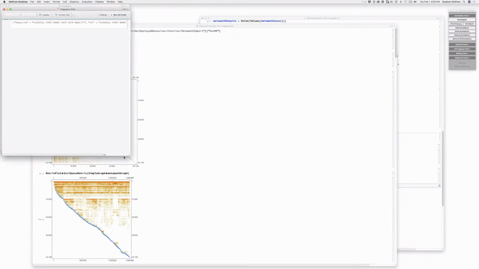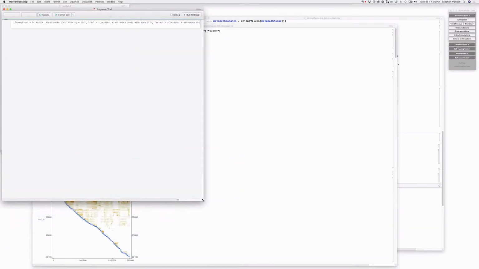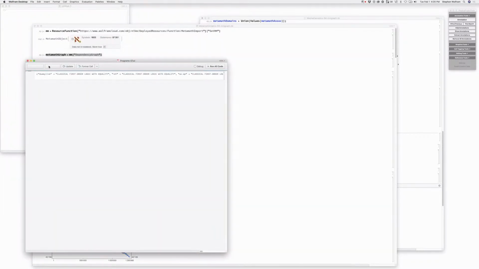Even that's not coming up. Why not? Oh, that's just a dump of the association. Why are those things blank? Oh, because it has no sections. Okay.